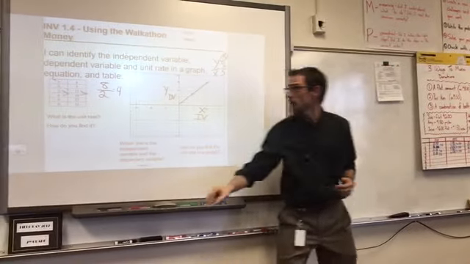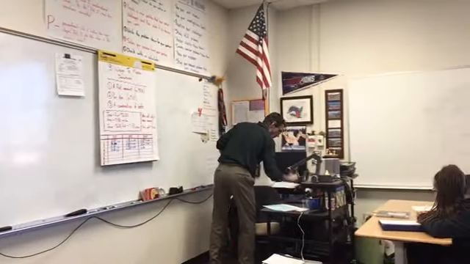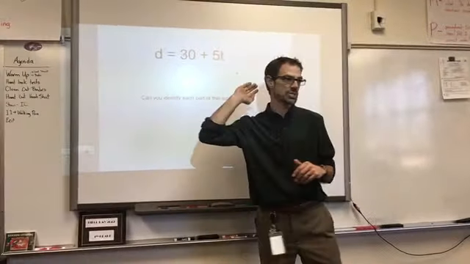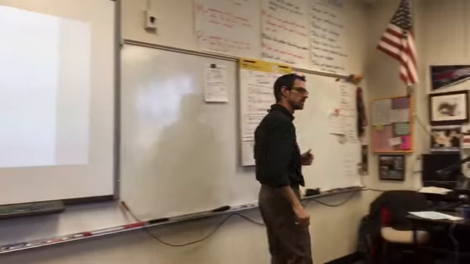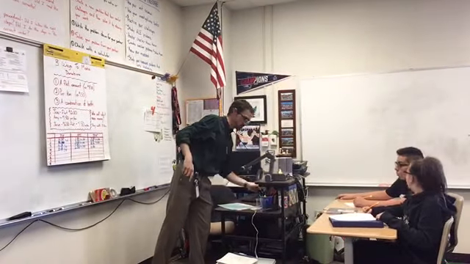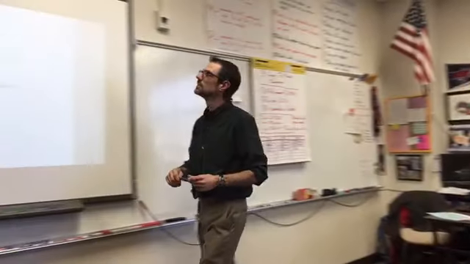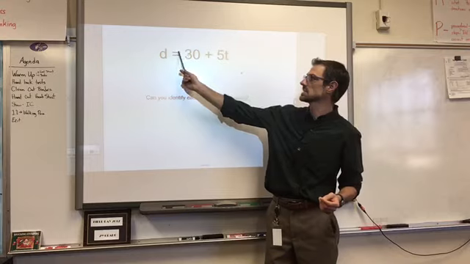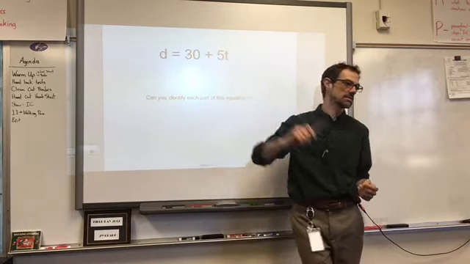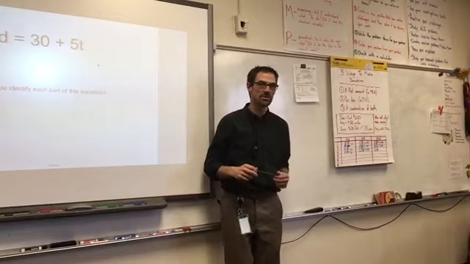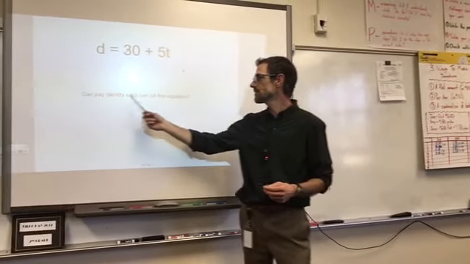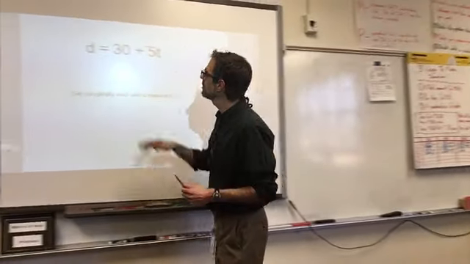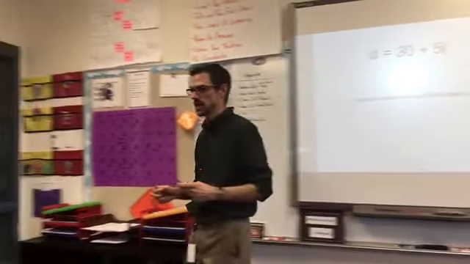All right. I would like you to also copy this down. So please get this equation down. Here we have an equation that is distance equals 30 plus 5t. Take the notes down. Can you identify each part of this equation? No, that question is for me. But you need to have the equation down.